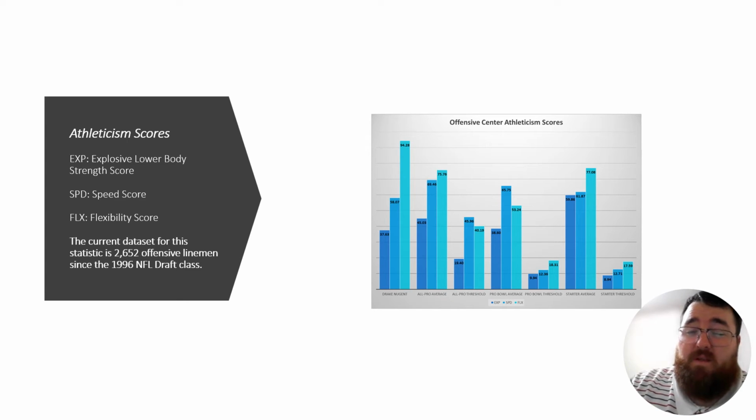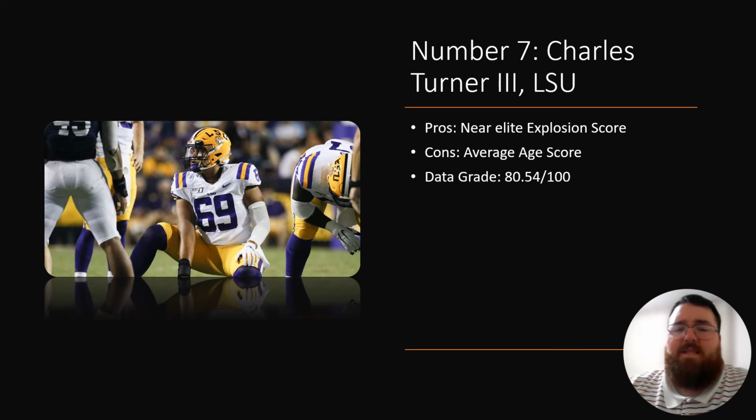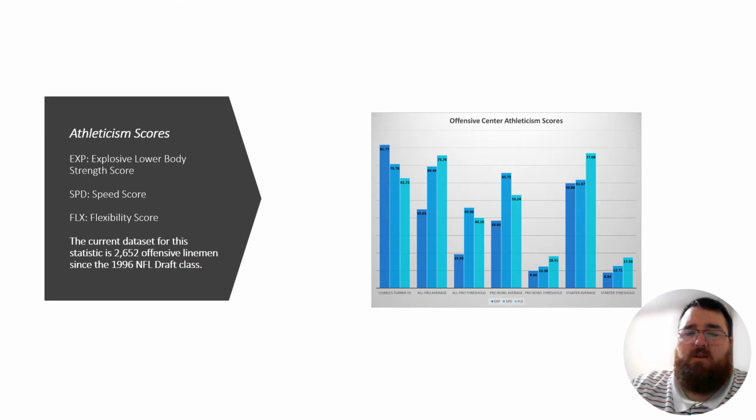Then we get to number 7 on this list, which is Charles Turner III from LSU. Pros, near elite explosion score. Cons, average age score. Data grade is 80.54 out of 100. Taking a look at his athleticism traits, as you can see here, near elite explosiveness, above average speed, above average flexibility for his size. Kind of inverted a little bit, so compared to the other player, his explosiveness is much more impressive than his speed and his flexibility.